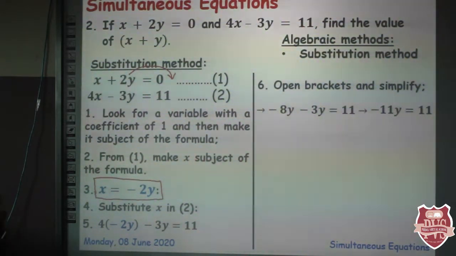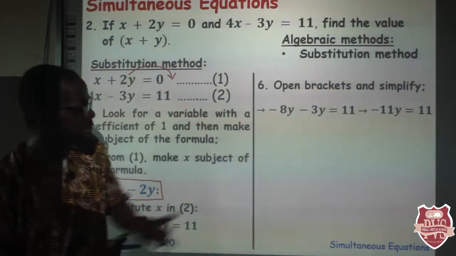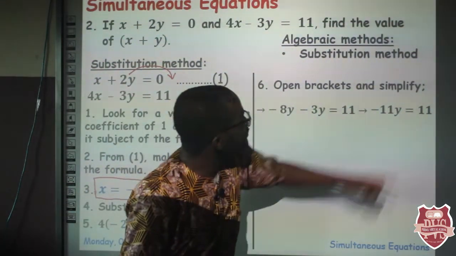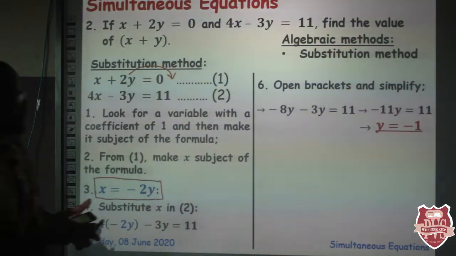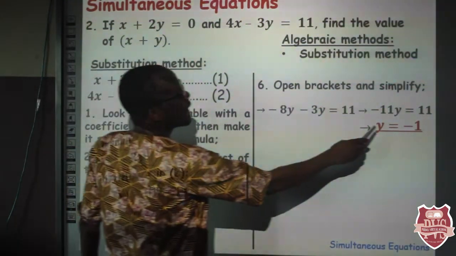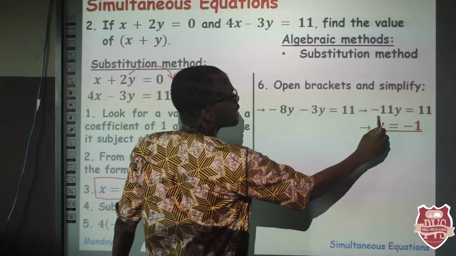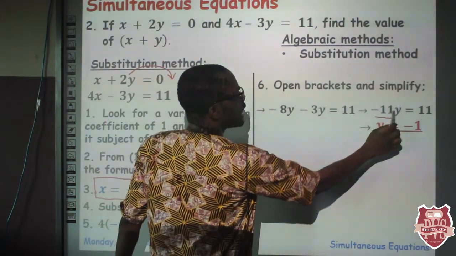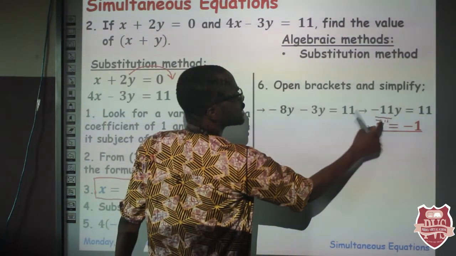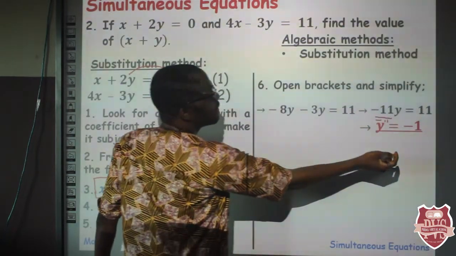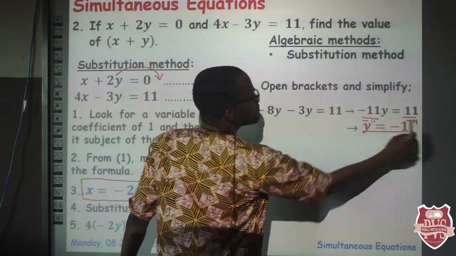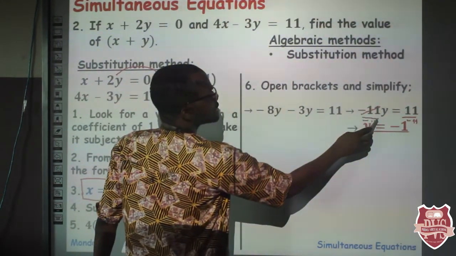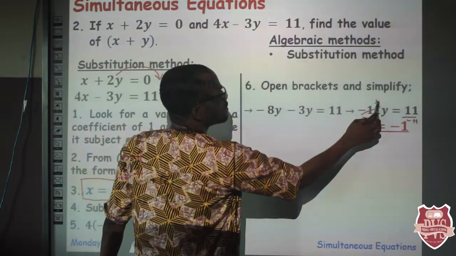Okay? And if minus 11y is equal to 11, to get y, you simply divide both sides by minus 11. Divide both sides by minus 11, you end up with the value of y as minus 1. What do I mean? For those of you who can't see that clearly, you want to find y, so you divide both sides by minus 11, which is the coefficient of the y. So this minus 11 will cancel with that, and you're left with 1, which is your y.